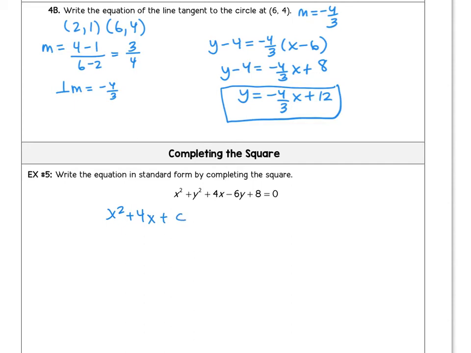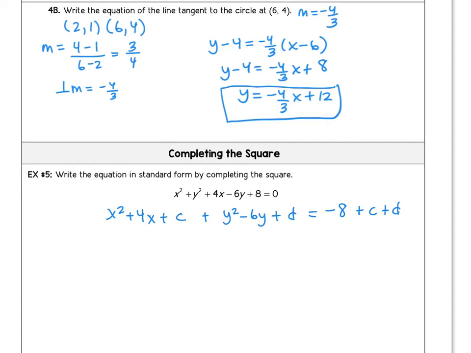I'm going to say plus c. And then I'm going to do the y's together, all the y values, and I'm going to call that one d. I'm going to subtract the constant to the other side, and I have to add plus c plus d on this side, because whatever you do to one side of the equal sign, you have to do to the other.